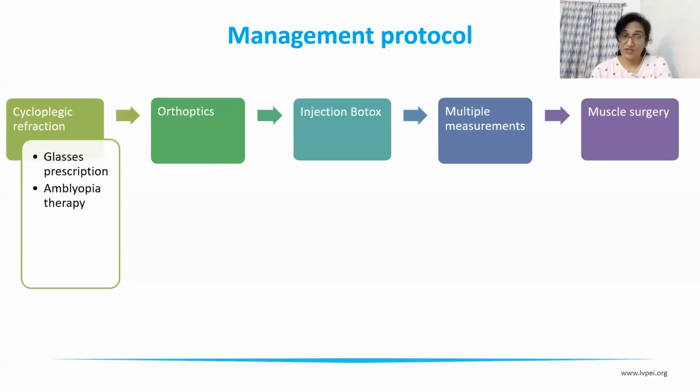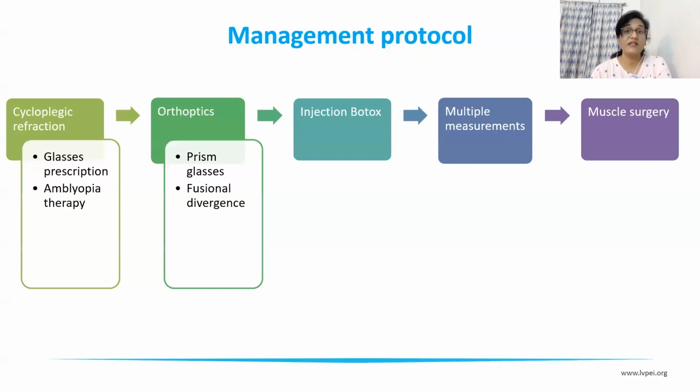Subsequently, we call them back for a follow-up and start orthoptic exercises quite early in these patients. As I said, most of these cases are acute onset, so usually they present to the clinic quite fast. As an interim, after giving glasses, we start them on orthoptic therapy, which includes both prism glasses as well as fusional divergence exercises, which I'll be talking about subsequently. But as we saw, many of these conditions have very poor fusional reserve. Therefore, it is important to start orthoptic therapy quite early in most cases.